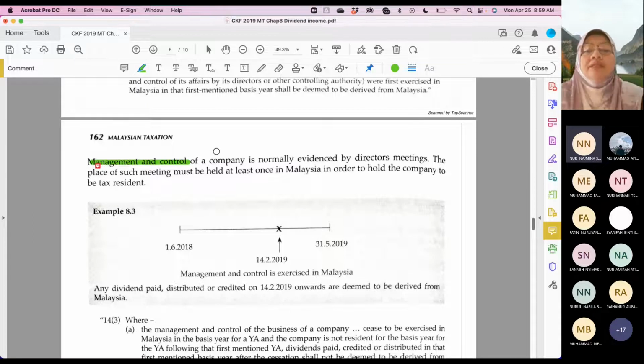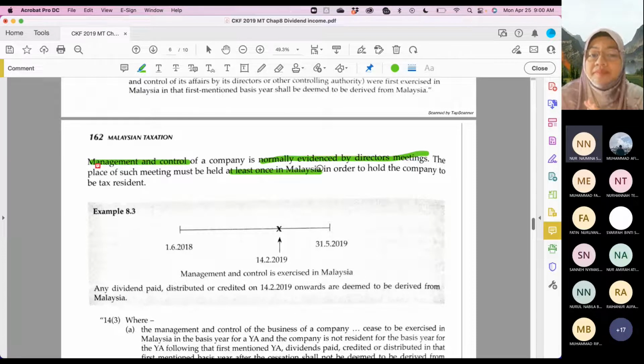So normally, how do you say whether the company's management and control is in Malaysia? Normally, it is evidenced by directors' meetings. As long as the directors' meetings are held in Malaysia, it doesn't have to be every time, but at least once in Malaysia, the company is held to be tax resident. For a company, we don't actually test the resident status every year. Once you are a resident company, it's assumed that you are a resident company for the following years of assessment unless otherwise stated.